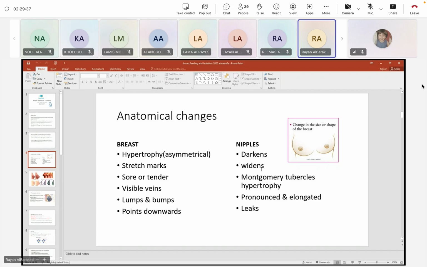Right. Two things about why the Montgomery tubercles are important: they produce the wax that will help protect the areola and the nipples, especially with this growth and during suckling of the baby. Also, the leaking: a lot of patients will say that traditionally it's a sign of early labor or that labor is coming soon. This is not true, and we will understand why later in our slides.